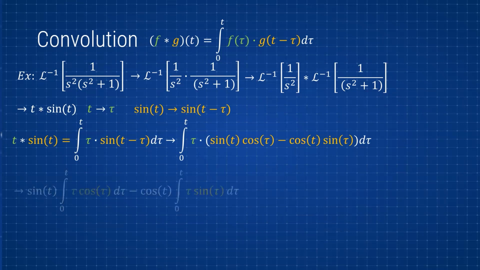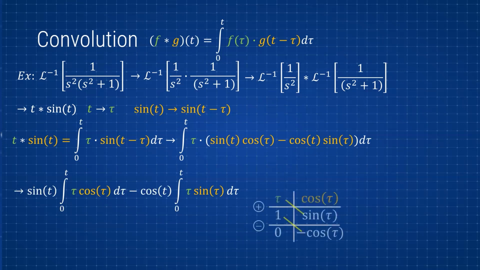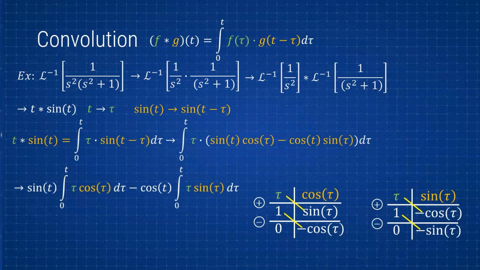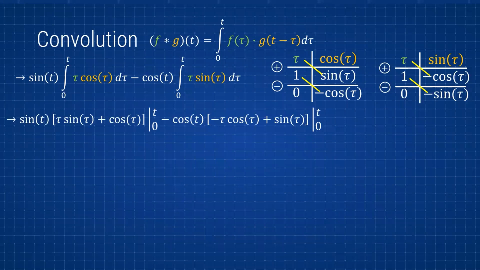So now doing it like this, we can split this into two integrals, where you can see that sine of t and cosine of t, because we're integrating with respect to tau, can be factored out. And then I'll just have to do the integrals, or partial integration by parts, of tau and cosine of tau, and then tau and sine of tau. You can see I did them here on the screen. I will just plug in their solutions. So sine of t times tau sine of tau plus cosine of tau, integrated from 0 to t, minus cosine of t times negative tau cosine of tau plus sine of tau, integrated from 0 to t.